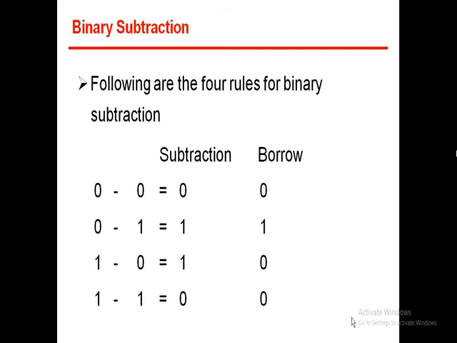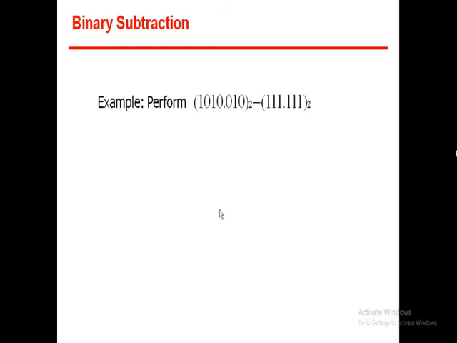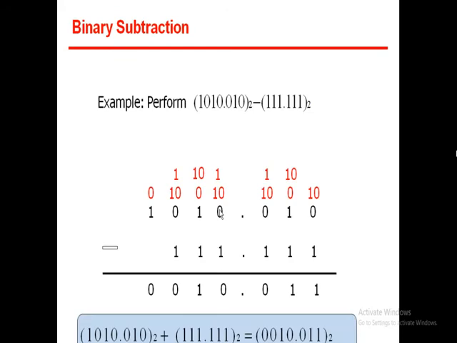So the main thing is subtraction. When we subtract 1 from 0, we will get the result 1 and the borrow is 1. So here we are performing subtraction. The first number is 1010.010 and subtract 111.111.